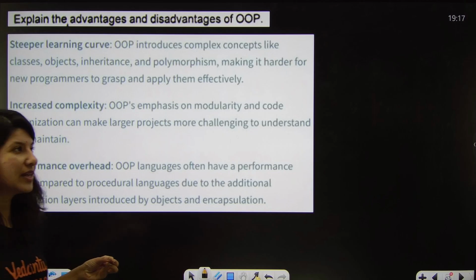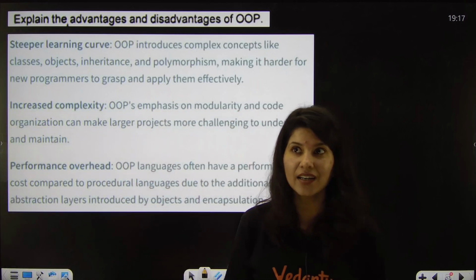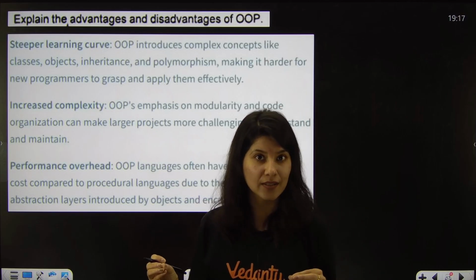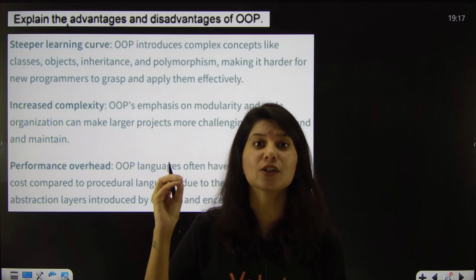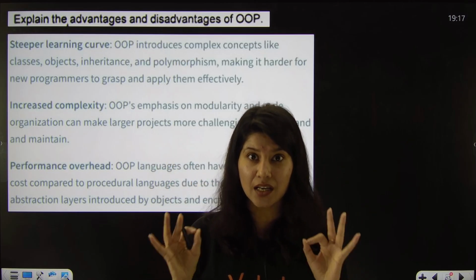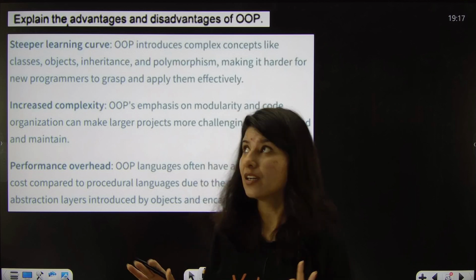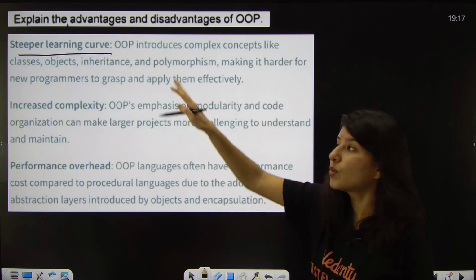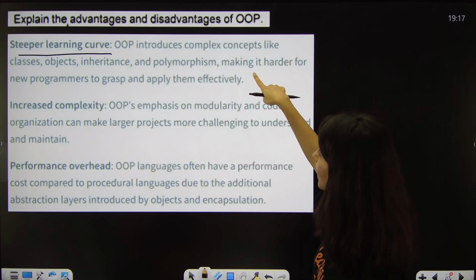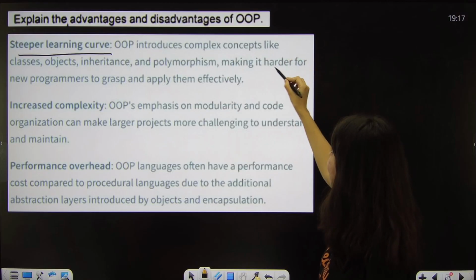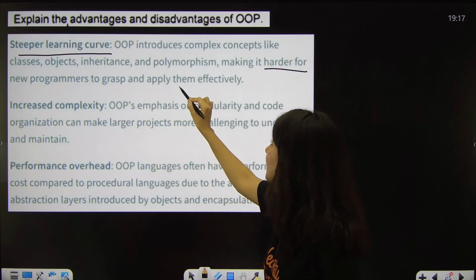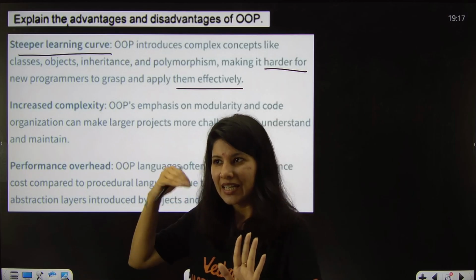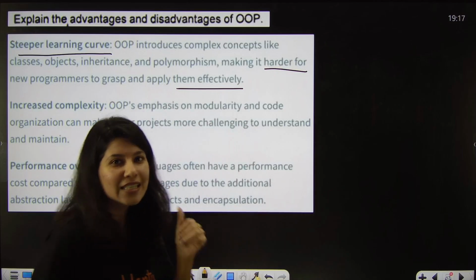So limitation, as you are already understanding, is that it is very difficult to learn object oriented programming. You have to give years and years to learn object oriented programming in a very proficient manner. So that's why there is a steeper learning curve. For developers, it is a very tedious task to understand the whole of object oriented programming. Inheritance and polymorphism make it harder for new programmers to apply them effectively. Do not worry if you are aiming to be a computer science engineer. These days you have better techniques, you will learn more efficiently.